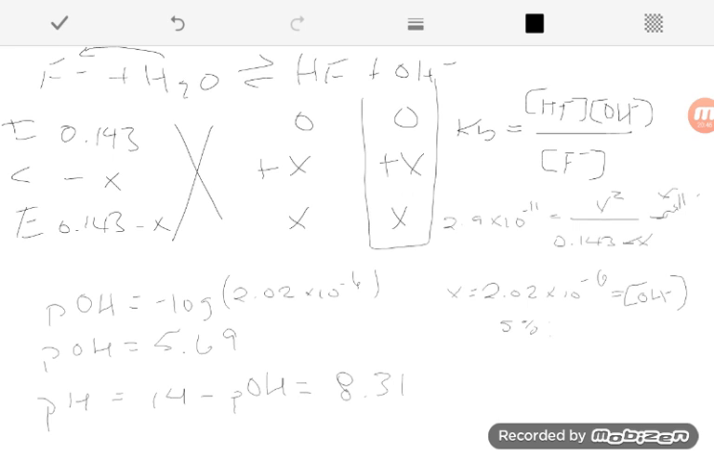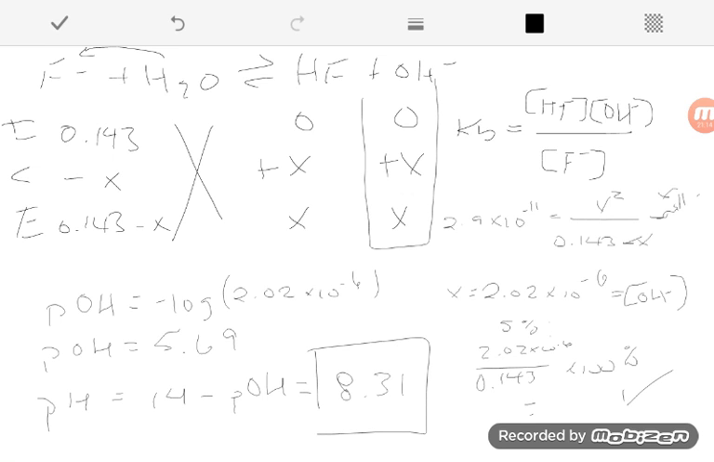Of course, we always do my 5% check. So x is 2.02 times 10 to the negative 6. I put that over my 0.143 times 100%. And that ends up being super, super tiny. I got 5 decimal places, so we see that that's going to be fine. I can't find my number right now. But in any case, that number ends up being less than 5%. And so we find that this is okay.